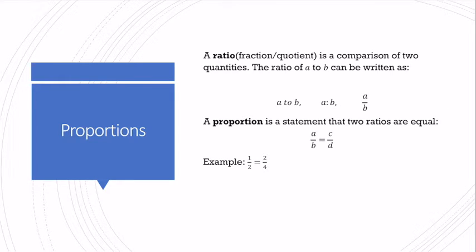Another application of rational expressions is proportions. So friendly reminder that a ratio, that can also be called a fraction or a quotient, right? Those are all synonyms, is a comparison of two quantities. The ratio of A to B can be written as A to B, A colon B, or most commonly A over B. A proportion is a statement that two ratios are equal. So for example, I have that 1/2 equals 2/4. But I can also solve these for a given variable. Let's take a look at an example.